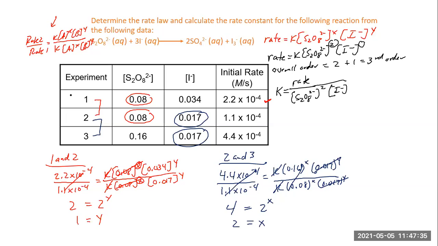As we mentioned before, you can choose any one of these entries from the table and put it in there. I'm just going to go with the first entry, which gives me a k equal to 2.2 times 10 to the minus 4 molar per second on top. We've got our S2O8 concentration in our first entry, 0.08. We are going to square it. And we've got our 0.034 for our next one. Doing all that, we end up with a number. Let's see.